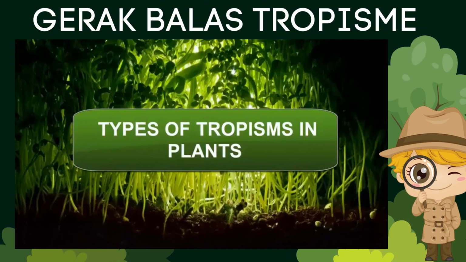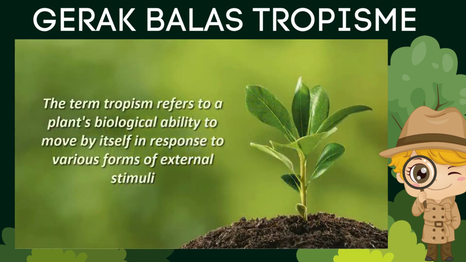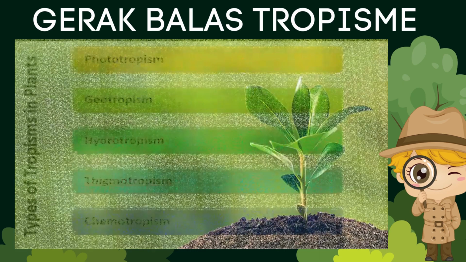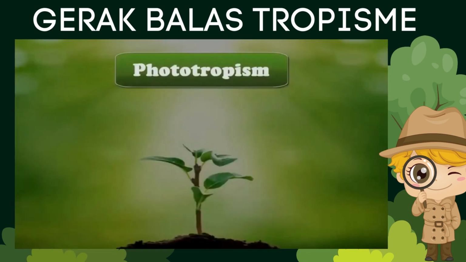Types of tropism in plants. The term tropism refers to a plant's biological ability to move by itself in response to various forms of external stimuli. Types of tropism in plants: phototropism, geotropism, hydrotropism, thigmotropism, and chemotropism.